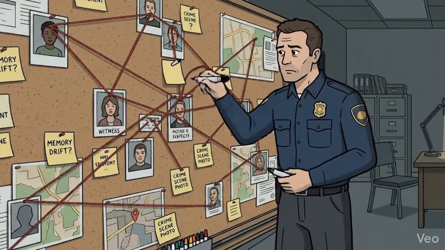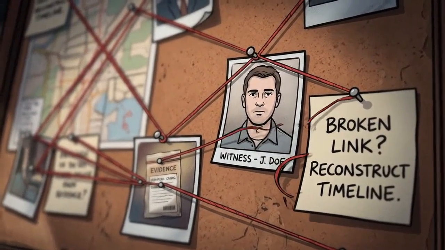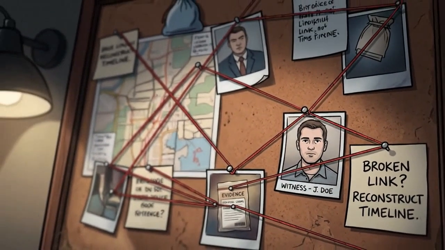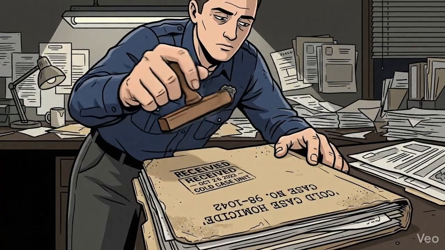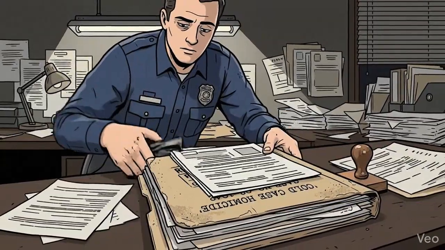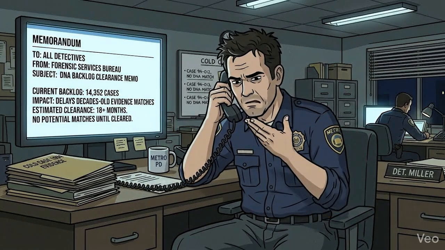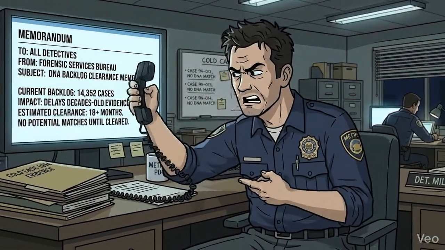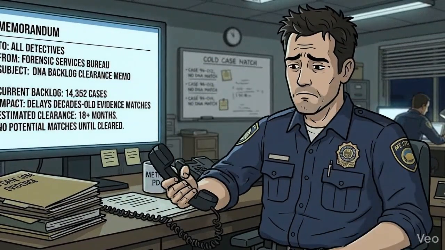The case board takes shape, with red threads connecting old evidence to new questions about witness memory drift. Red threads symbolize the broken links in the evidence chain that you must reconstruct through careful re-investigation. You update the case file with today's date, noting progress made and pending forensic review for DNA backlog clearance.